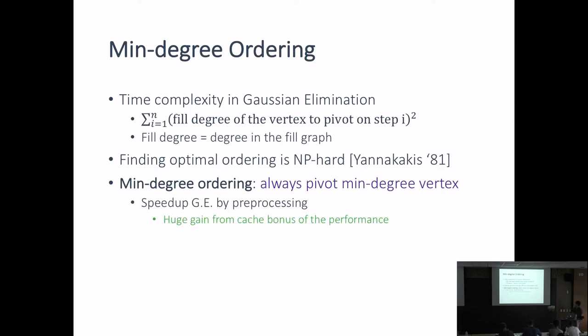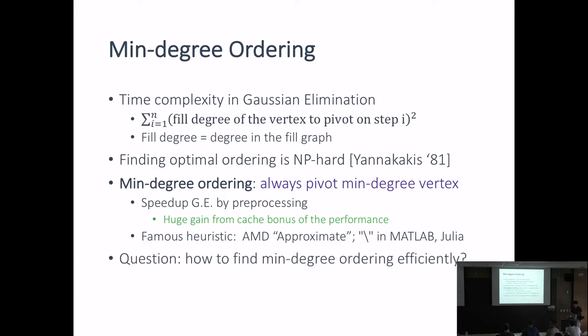So in applications, we know min-degree ordering can give us a huge cash bonus by doing this in pre-processing, because if we know which node we are going to pivot in the Gaussian elimination, we can just rearrange the matrix in the correct order. So during the Gaussian elimination, we don't need to rearrange the rows and columns. So we can get a huge cash bonus by doing so. And this is also a very famous heuristic that's used in MATLAB and Julia.